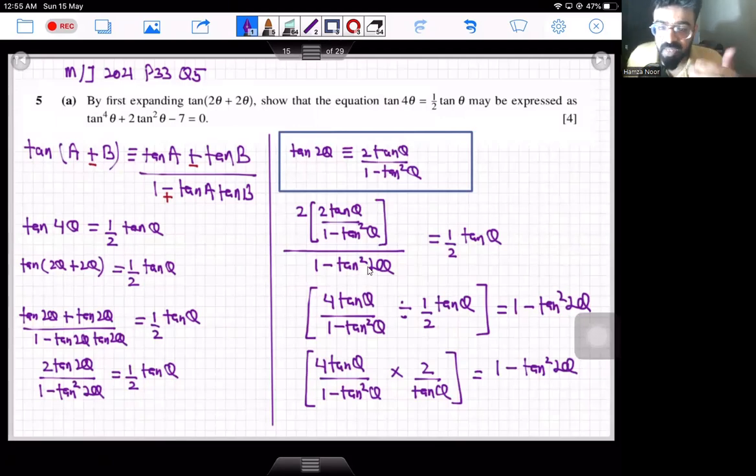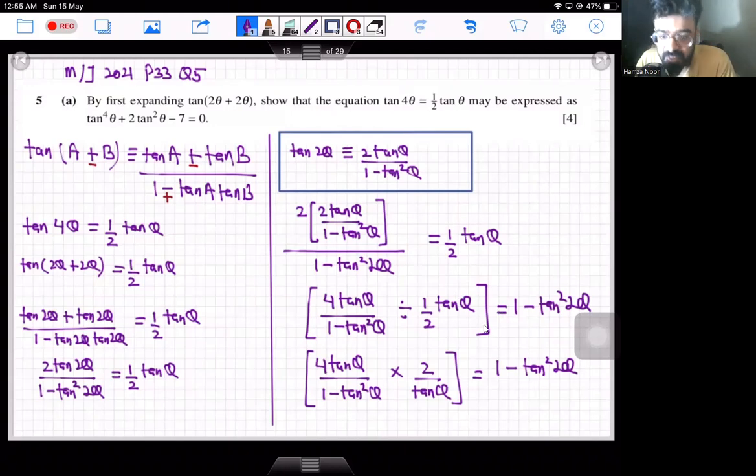So let's just deal with 2 tan 2θ. We know that the identity for tan 2θ is 2 tan θ divided by 1 − tan²θ. So in place of tan 2θ, I will write the identity here. This will be 2 multiplied by 2 tan θ upon 1 − tan²θ, and then this whole thing is divided by 1 − tan²2θ, and this equals 1/2 tan θ.